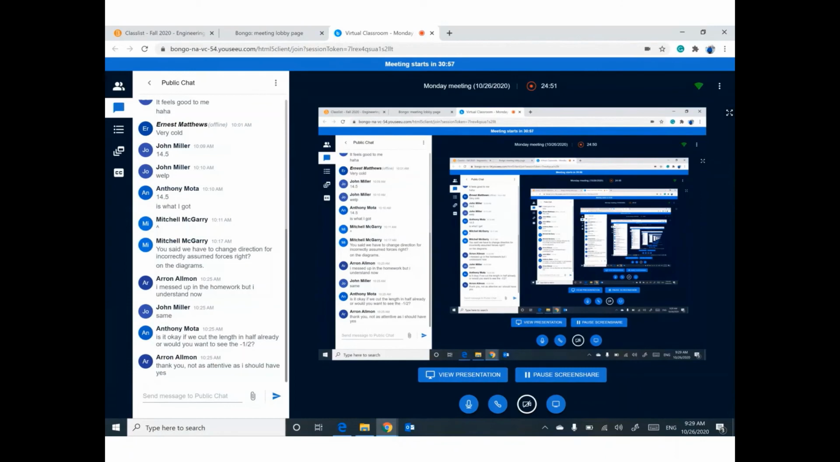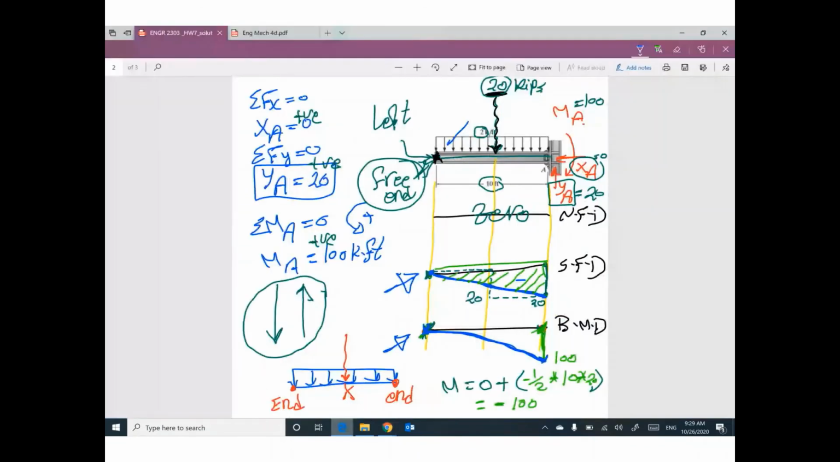Anthony, I cannot figure out what your question is. Is it okay if we cut the length in half already? I'm not sure what you mean, but we don't need to make any cut. We need to draw a diagram. For bending moment, we need to stop at the beginning of the distributed load and the end of the distributed load. That's it.